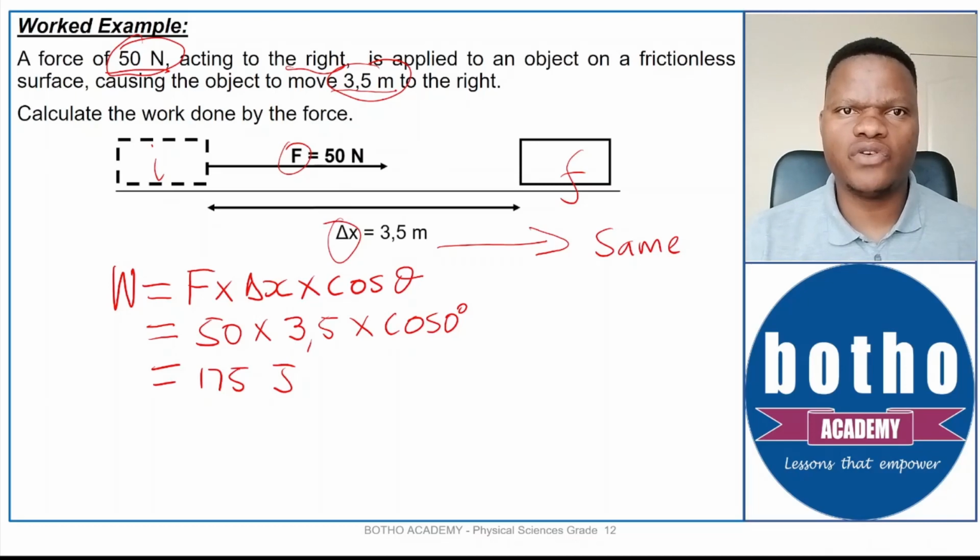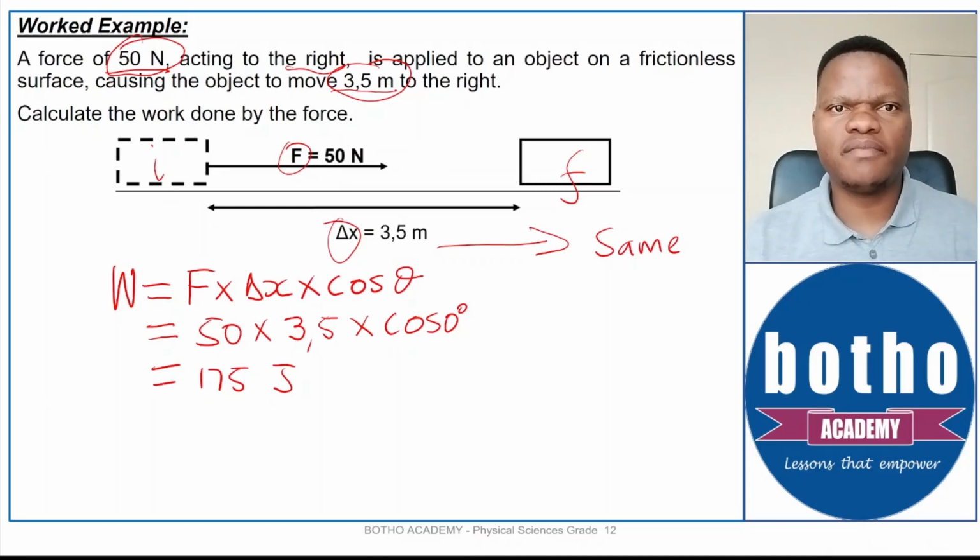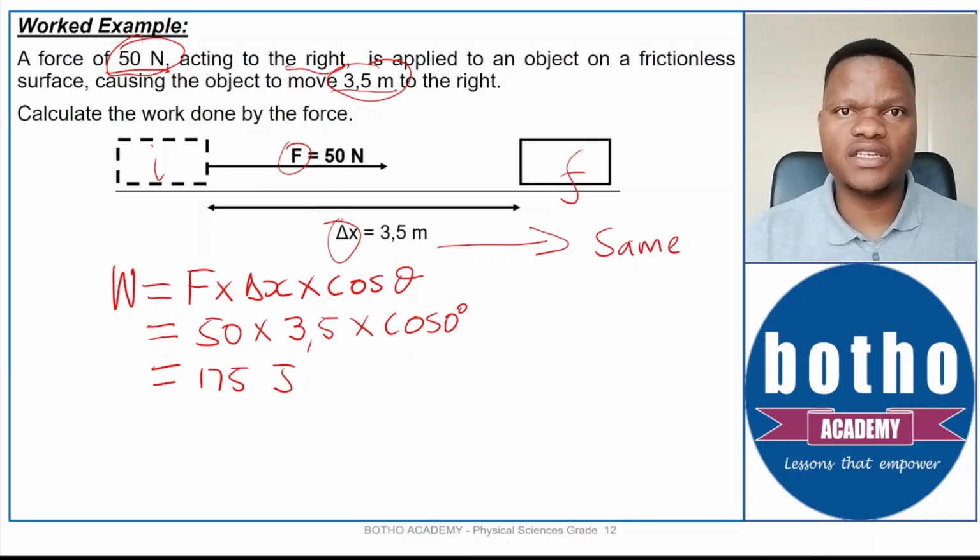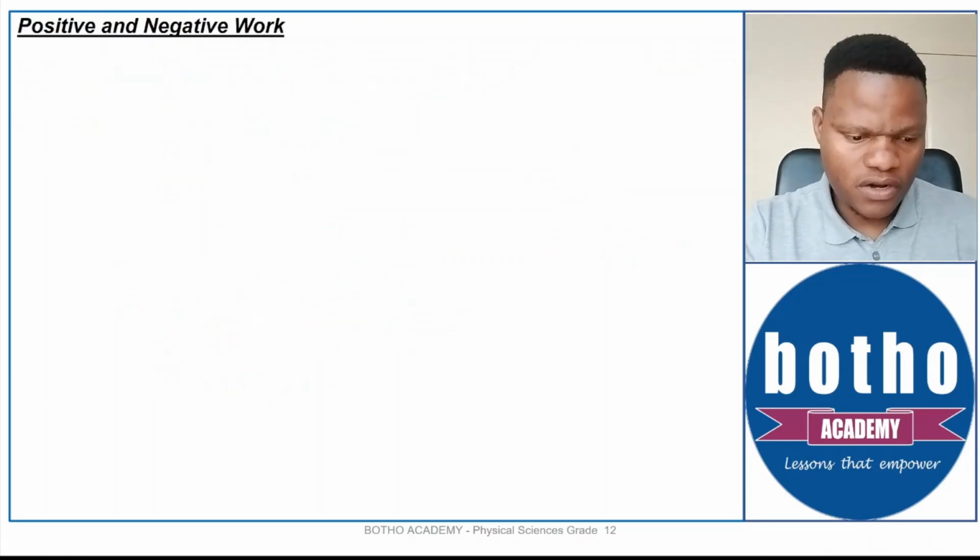So if a force is applied on an object and the object is moving, then the work done is calculated by saying the force multiplied by delta x, which is the displacement of the object, multiplied by cos theta, where theta is the angle between the force and delta x. Remember, if delta x and the force are in the same direction, we use 0 for theta. If the two are in opposite directions, that would be the force is to the left and delta x is to the right, in that case, we use theta as 180 to show that the two are in opposite directions. All right, now let's move on.